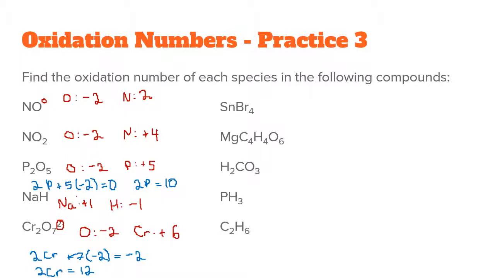There we go, +6. Now moving on to the next column, we have tin bromide, and one of the rules that we do know about is halogens, that they generally have -1s. So bromine, we're going to say -1 oxidation state. 4 bromines gives us a -4, so the tin has to have +4.